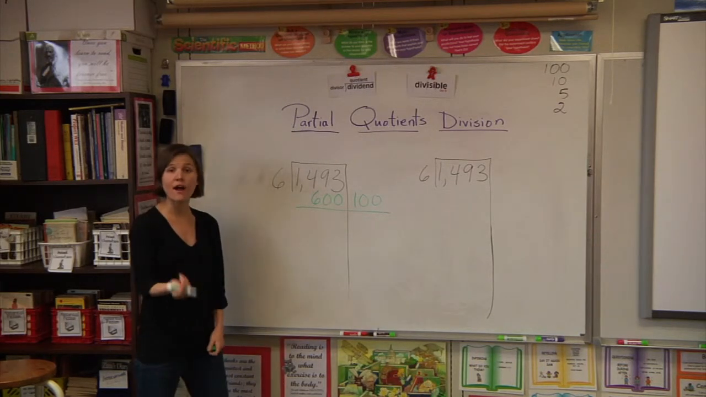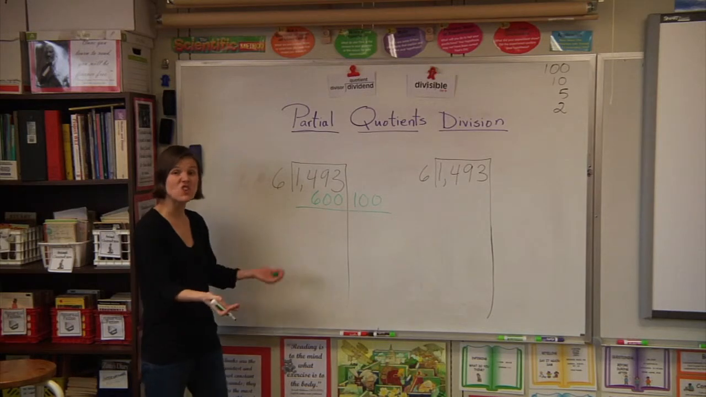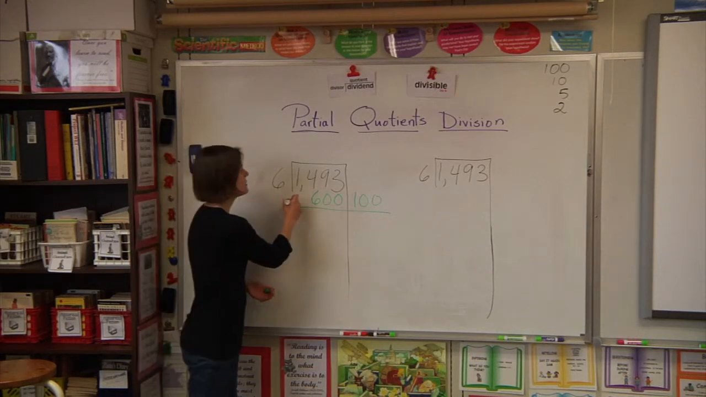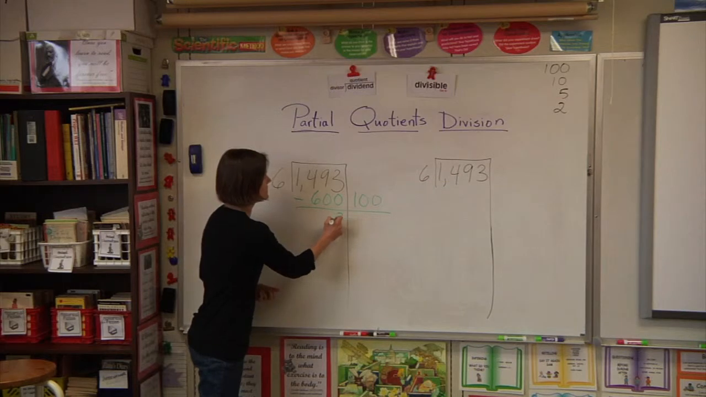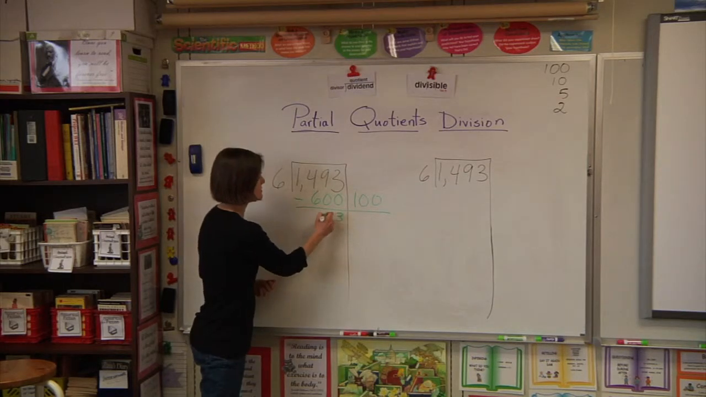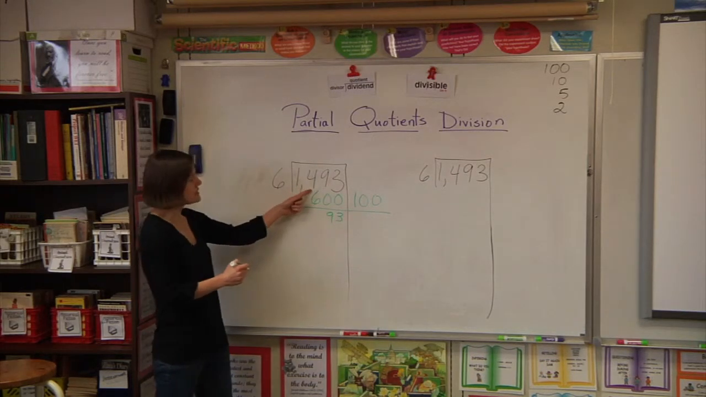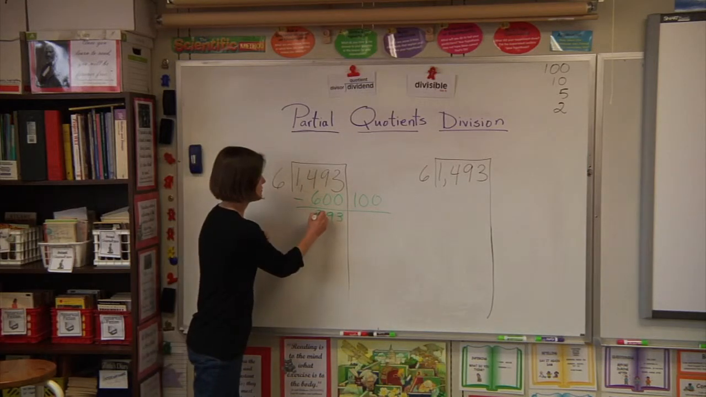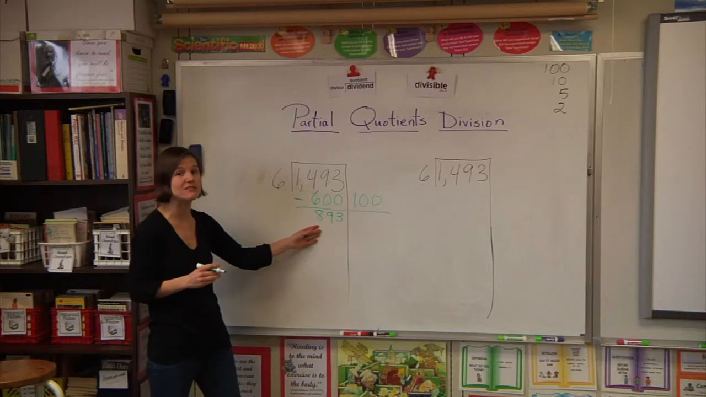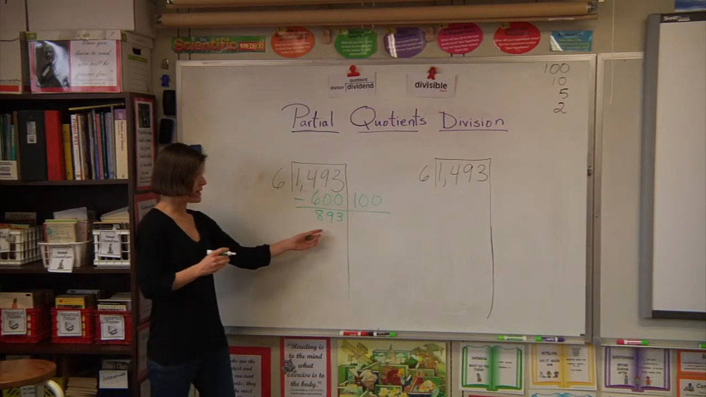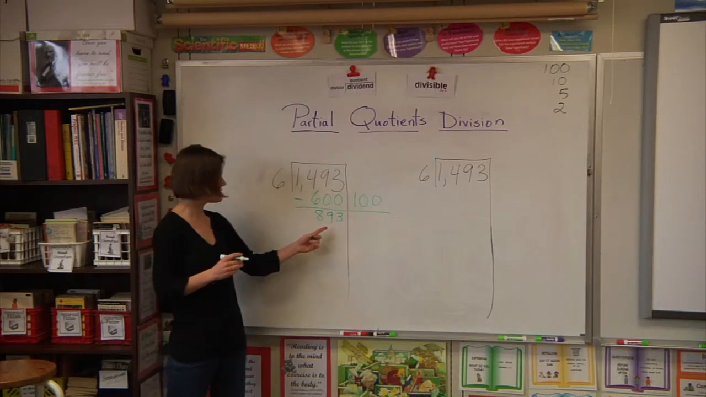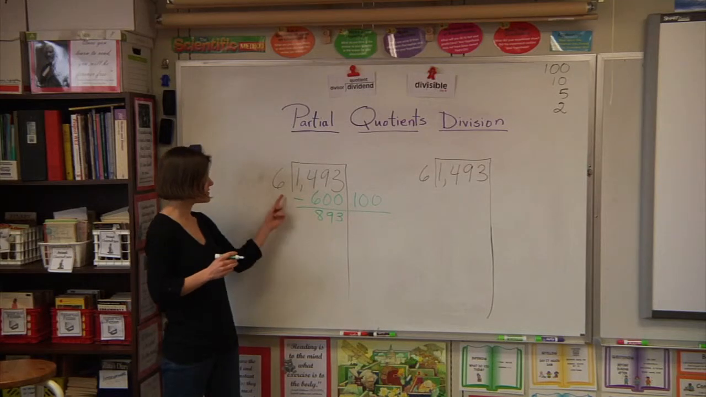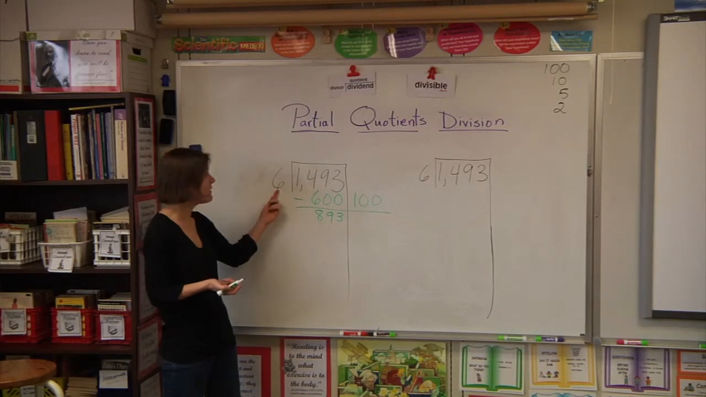Then I have to figure out how many M&Ms I have left over so I can start handing those out as well. Well, 3 minus 0 is 3, 9 minus 0 is 9, and 14 minus 6, that's going to give us 8. Wow, I still have 893 M&Ms to give out. Can I give out piles of 100 again? Do I have enough? I've got 6 people. I have enough.